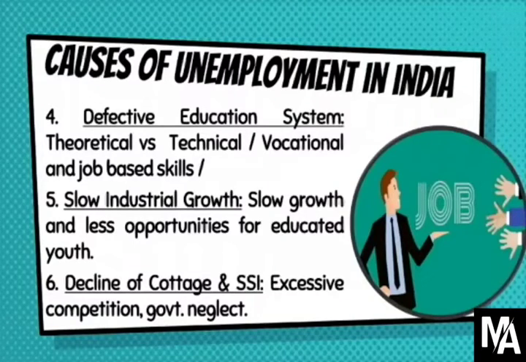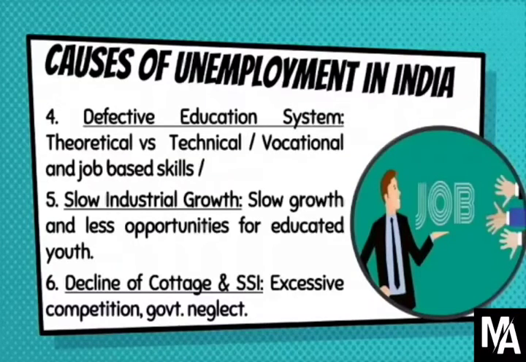The fifth one is slow industrial growth. When industry grows slowly, automatically there is very little opportunity, especially for educated youth, because even after spending a lot of time and money on education, the industrial sector is not able to provide a sufficient number of jobs.